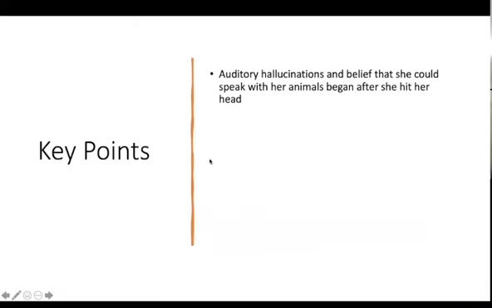So key points to this case: the auditory hallucination and the belief, which is a delusion, right? That she can actually speak to her horse. You know, delusions are always hard to prove or disprove, but my guess is she can't actually speak to her horse, that her horse isn't actually speaking to her. So I would call that a delusion.